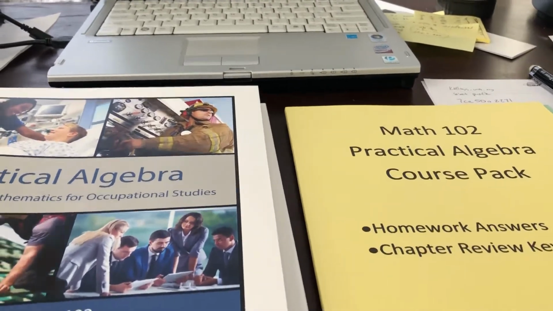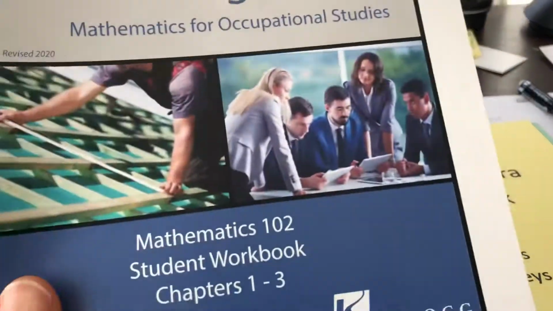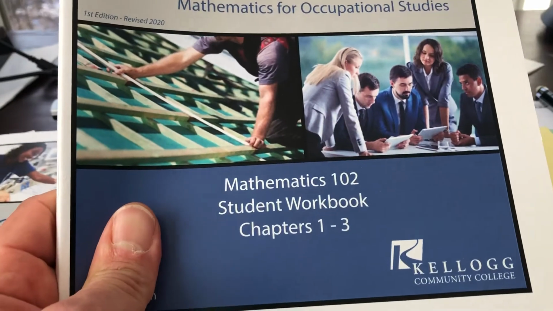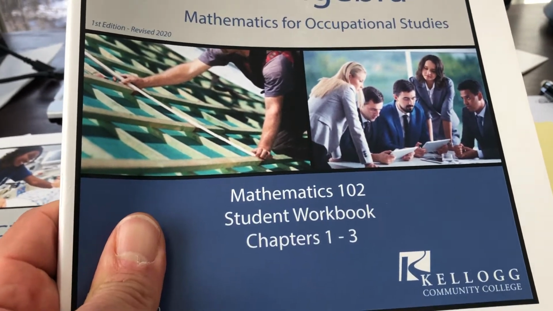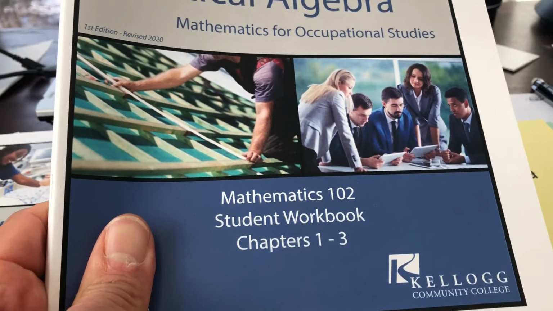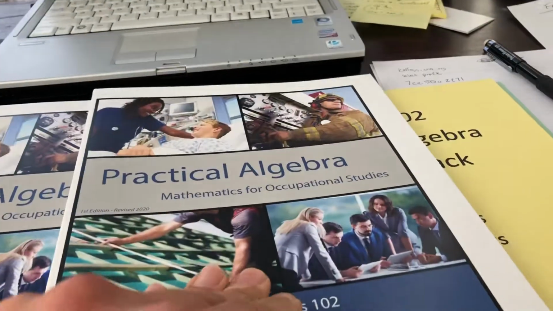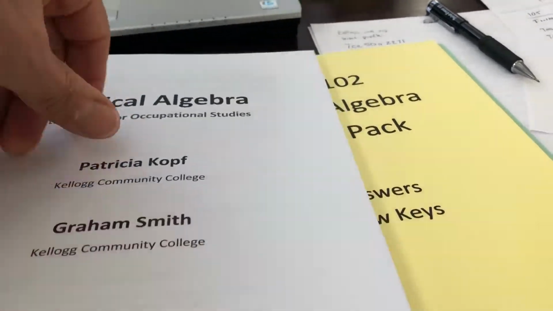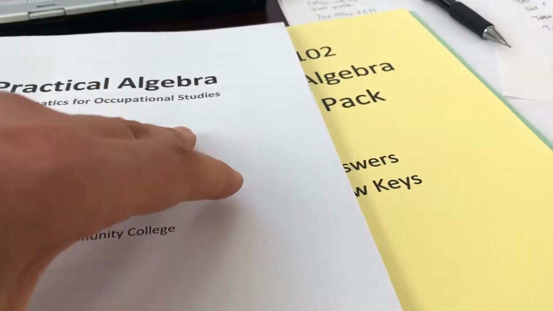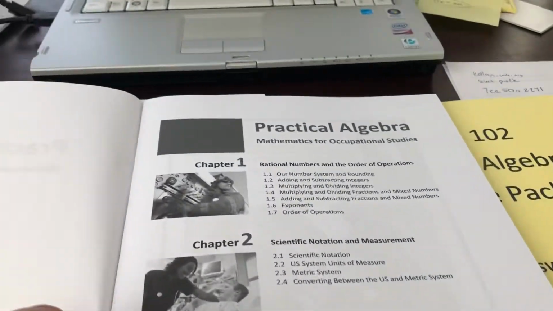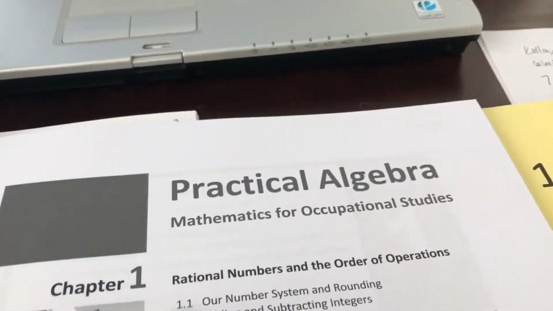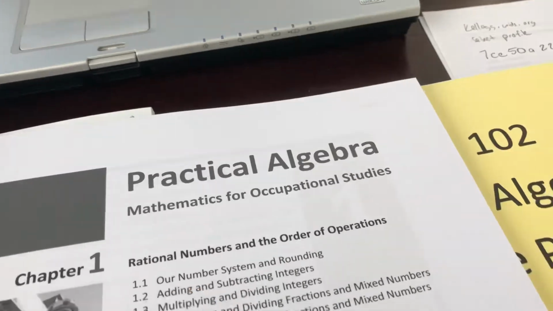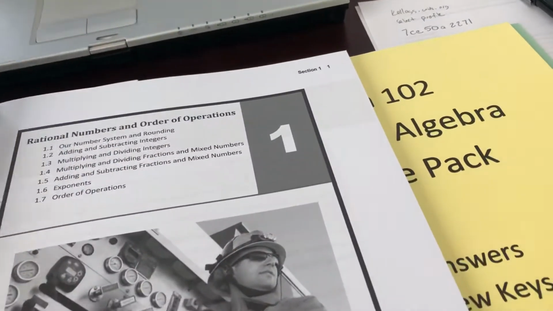So what I'm doing now that I have everything to do, I'm starting with just chapters 1 through 3, because the first assignment we need to do is just chapter 1, section 1. So I'm calling that 1.1. And so if we look at the table of contents here, chapter 1, 1.1, our number system and rounding. So let's turn to it.